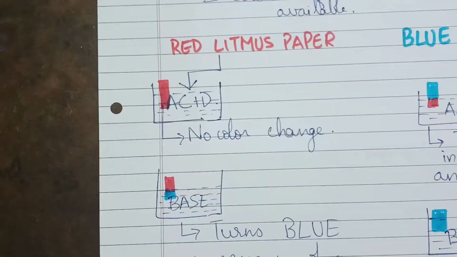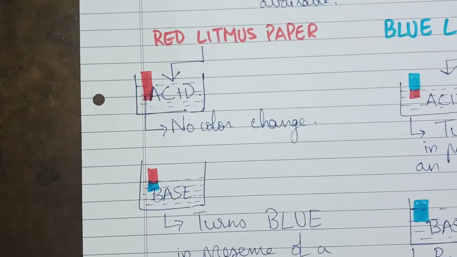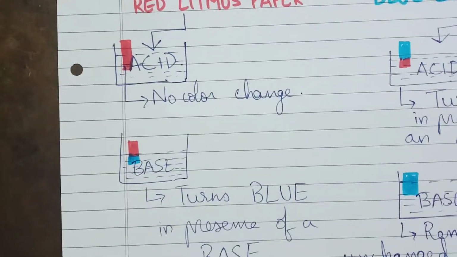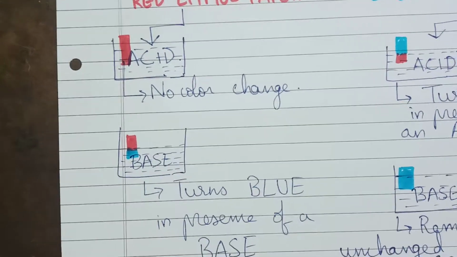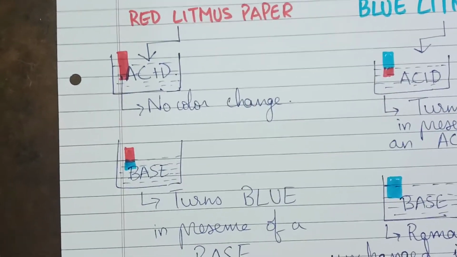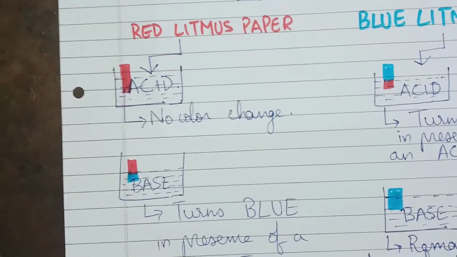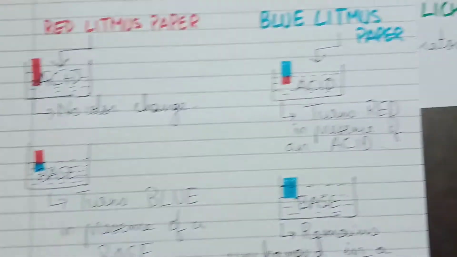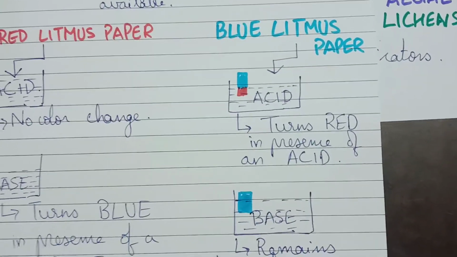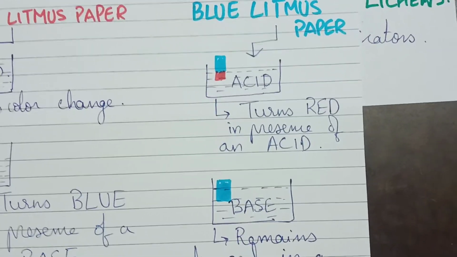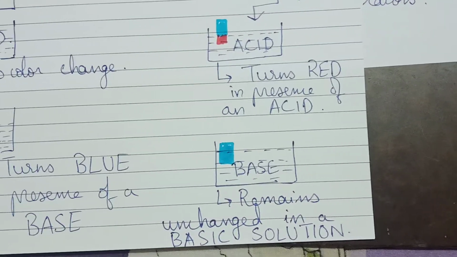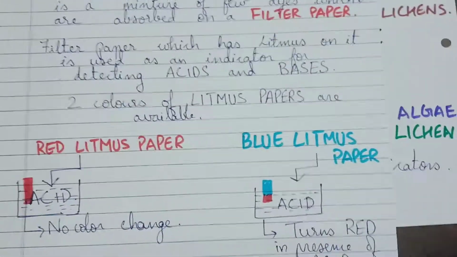First, talking about red litmus paper, if you put red litmus paper in acid, there is no color change. But if you put red litmus paper in base, the part where you have kept it turns blue in the presence of a base. And blue litmus paper, if you keep it in acid, turns red in the presence of an acid. And blue litmus paper, if you keep it in base, remains unchanged in a basic solution.